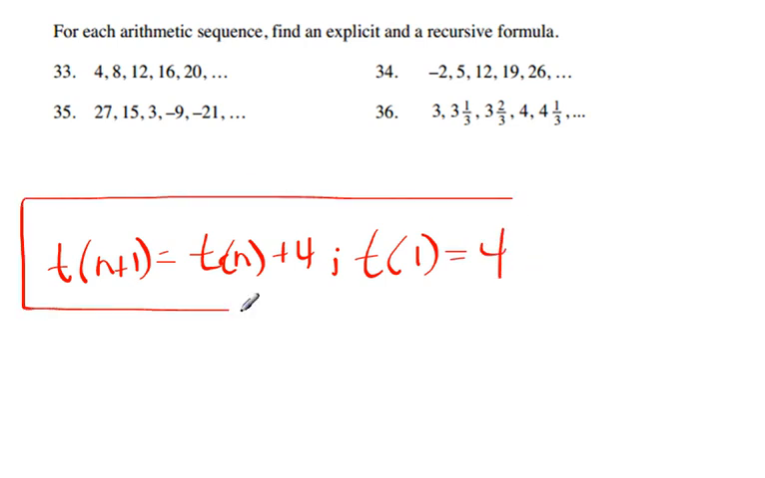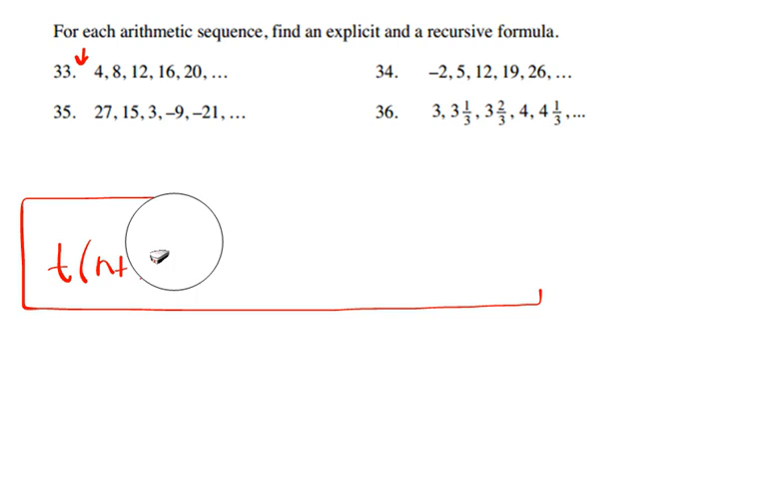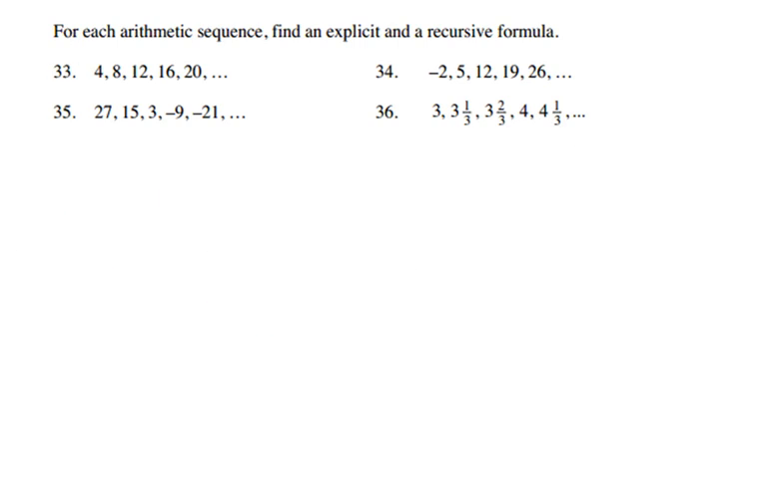Okay, that's what we're looking for, the recursive. I could put, again, t of 0 equals, in this case, 0. I can go back to the 0th term if I want, but let's just go with t of 1. All right, then we'll go to, I won't do all of these, but let's do 34. This goes up by 7. This goes up by 7.